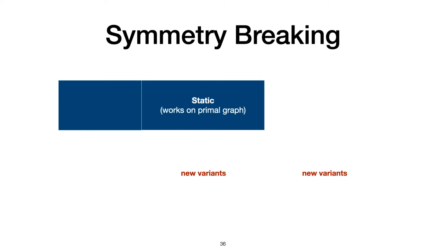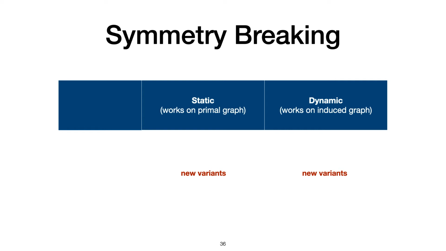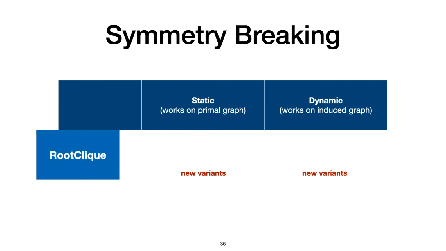With symmetry breaking, predicates have a static and a dynamic version. The first version works on the primal graph and can hence be computed in advance. Therefore, we call it static. The second version works on the induced graphs by adding predicates to the encoding and is computed during the search. We therefore call it dynamic. Consider RootClique and LexTopsort. I will provide you with the definitions in a sec.